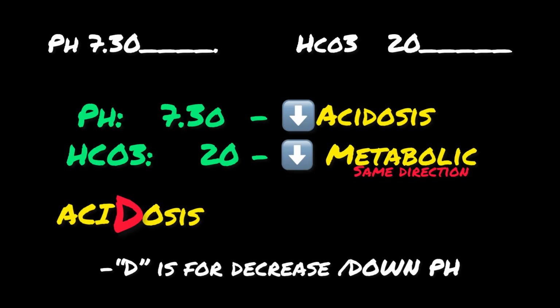For example, we have pH 7.30 and bicarbonate is 20. pH is below normal, so it is acidosis. Bicarb is below normal, so it is metabolic. And they are in the same direction, so it is considered metabolic acidosis. Remember the letter D in the word acidosis. D is for decrease or down pH.